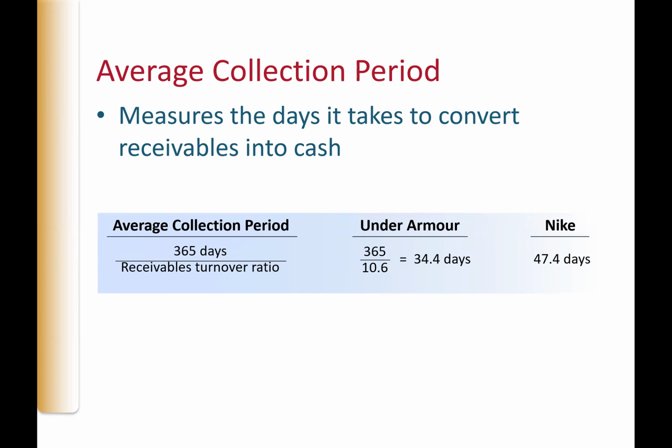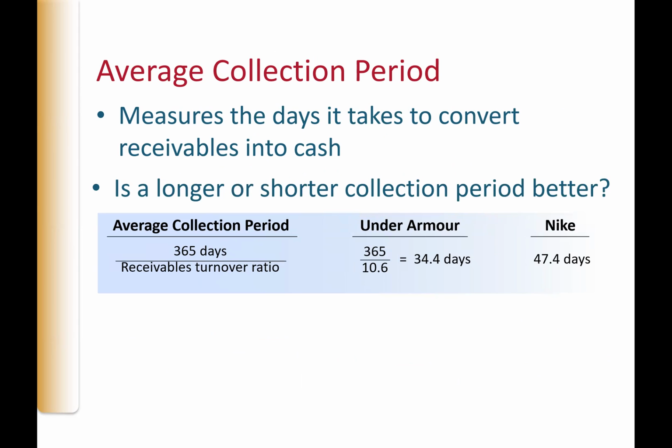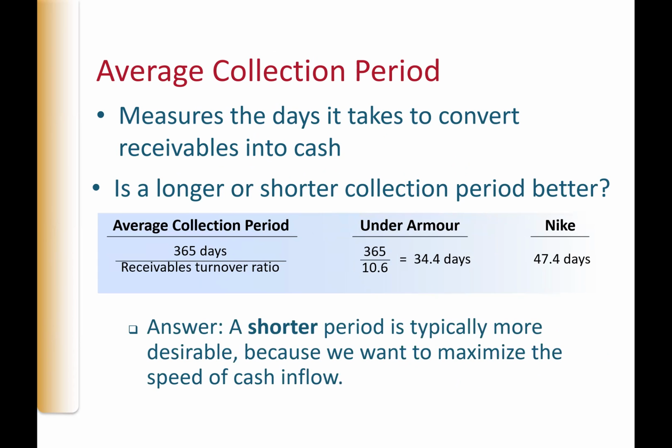This just shows you in the number of days. Under Armour collects their receivables every 34 days, where Nike's every 47 days. Which is better, a longer or a shorter collection period? Well, of course, a shorter collection period is more desirable. They're getting their money sooner.